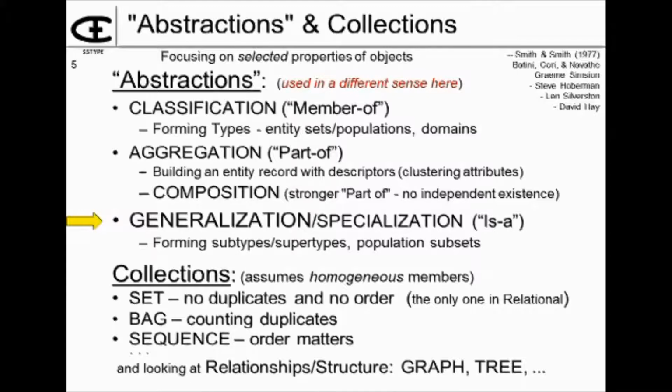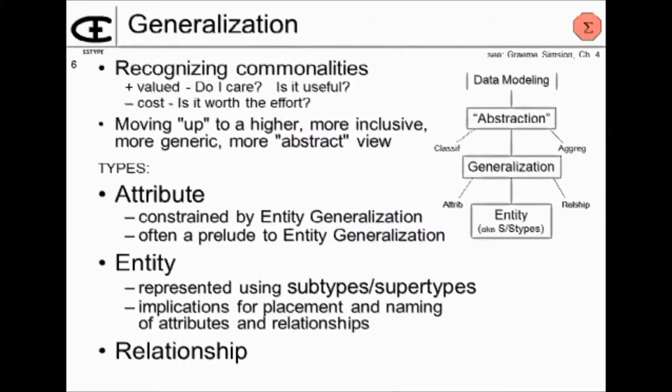And I mentioned two of them here. A bag is used if we count duplicates. That's a different kind of collection than a set. And a sequence where order matters. Let me focus in on generalization now.